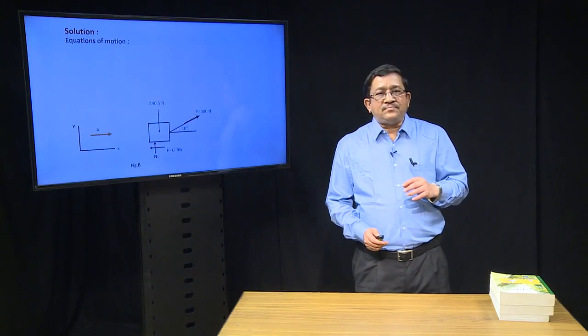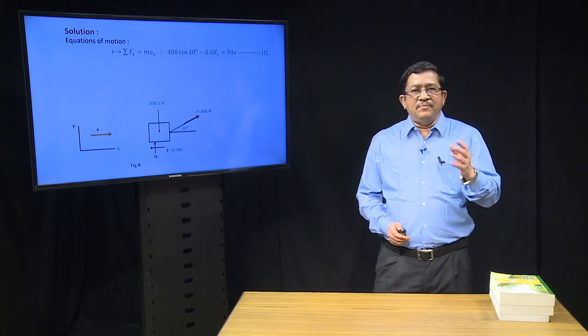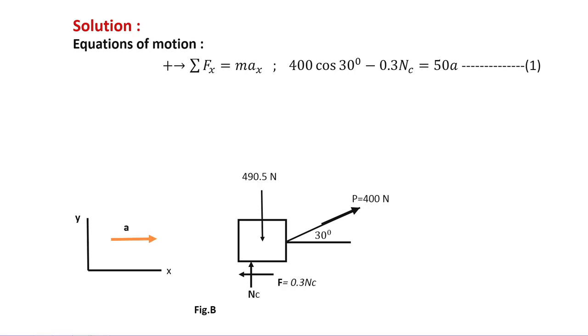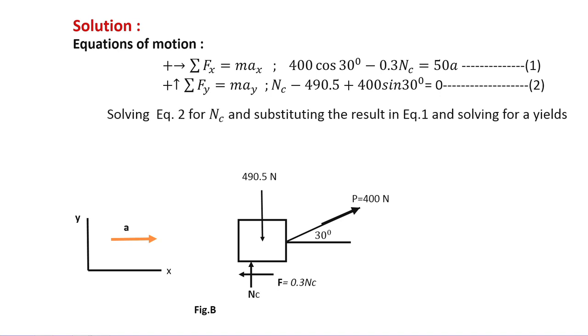Now, in this equation of motion, we have resolved the forces along the x direction, m a_x. Now, in the y direction we have resolved them too. Then, from equation 2, substituting the result in equation 1 and solving, we get the unknown N_C as 290.5 Newton, and acceleration a as 5.185 meter per second square. So, this is the solution to find the acceleration.